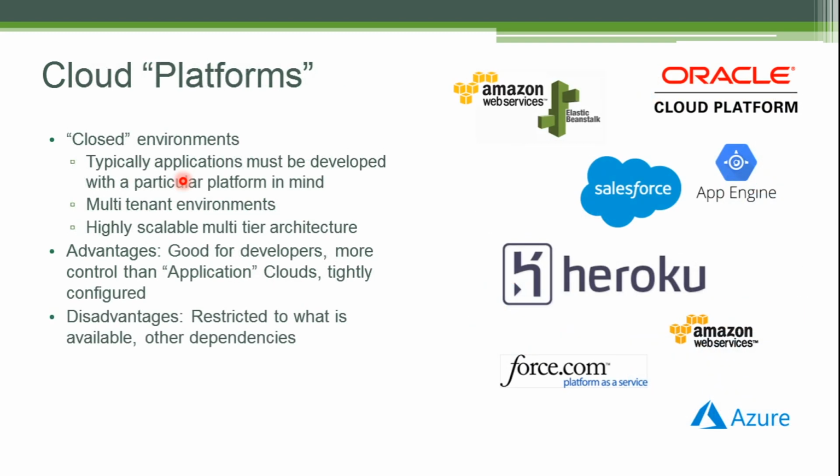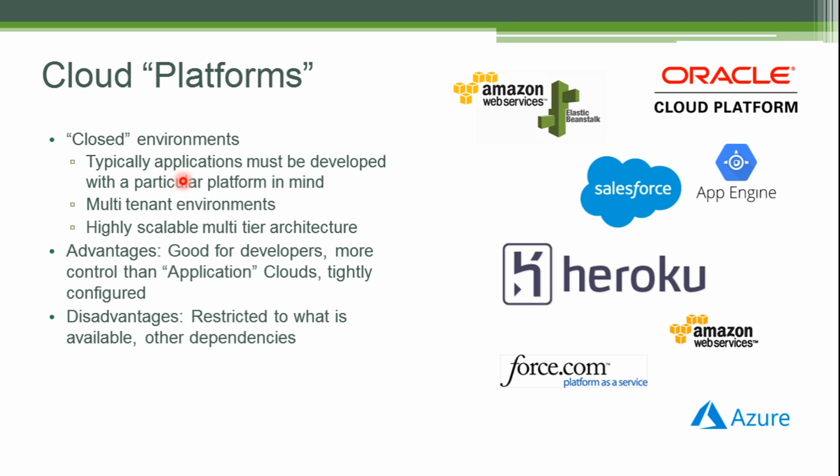The next is Cloud Platform. That's again PaaS. You can see on the right side the examples: Amazon Beanstalk, Oracle Cloud Platform, Google App Engine, Salesforce, Heroku, Amazon, Azure, Force.com. These are the providers of the cloud platform. I have already explained what it is, so I'll go to advantage and disadvantage now.